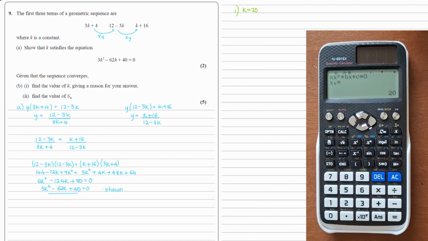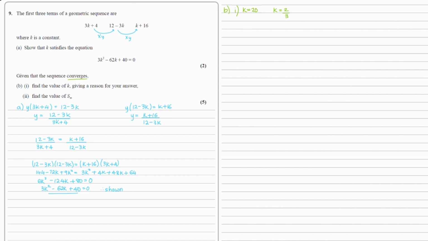Because we are told that the sequence converges, this means that the modulus of r has to be less than 1, which means that r would have to be between 1 and minus 1. Therefore, we now need to use each value of k to check which one will give us a value of r which is between negative 1 and 1.